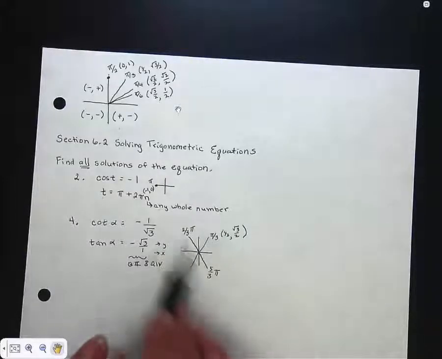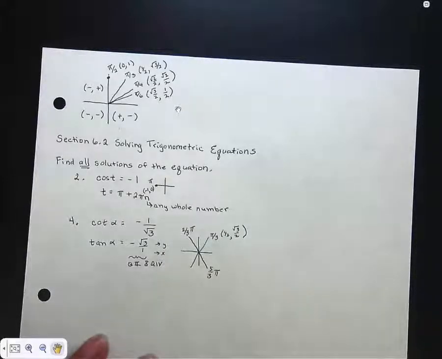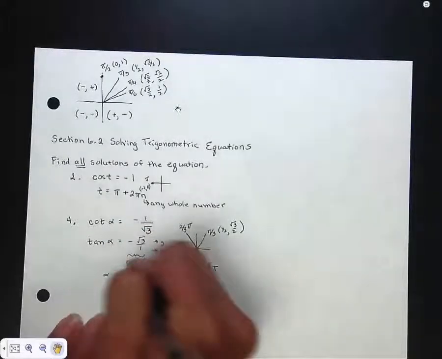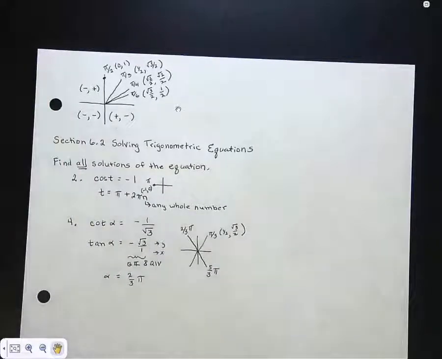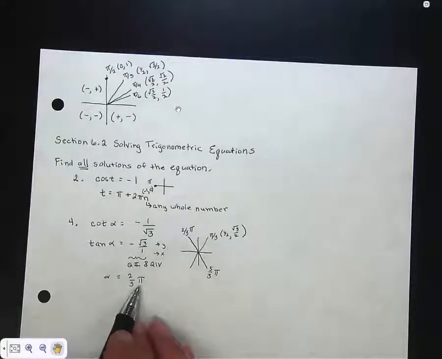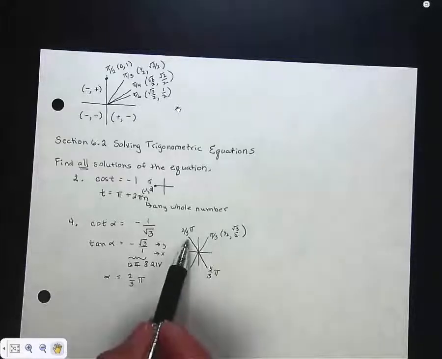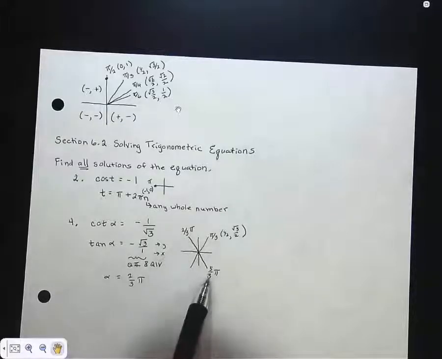So it's these two angles, and the question is, if I write alpha equals 2/3 pi, can I write all of the other angles as being coterminal angles with this? Well, I could write 2/3 pi and all of its coterminal angles, and then 5/3 pi and all of its coterminal angles.